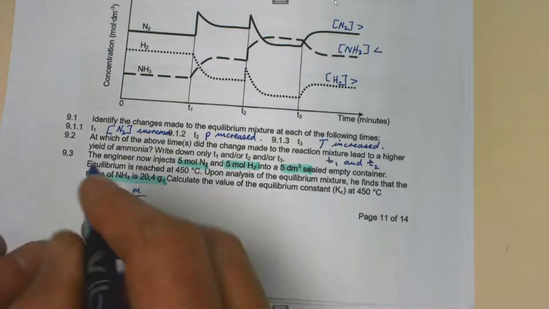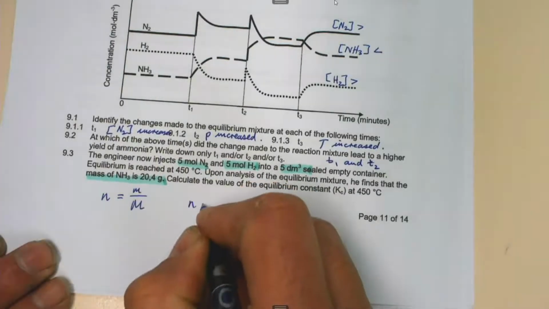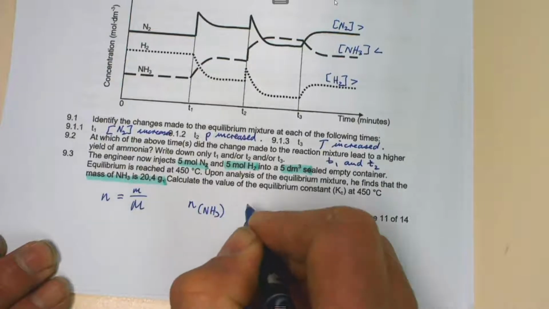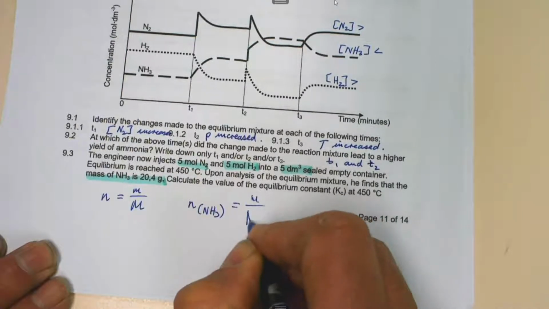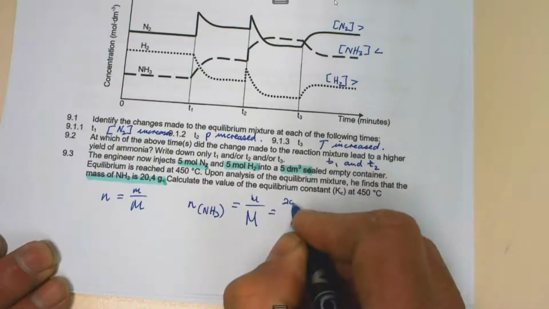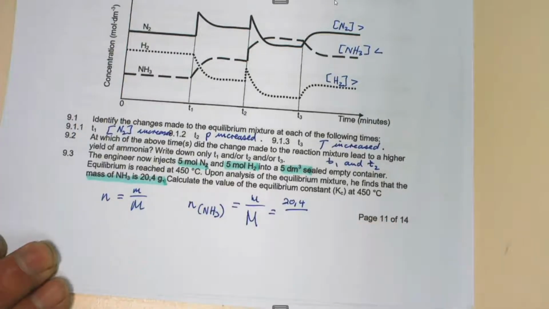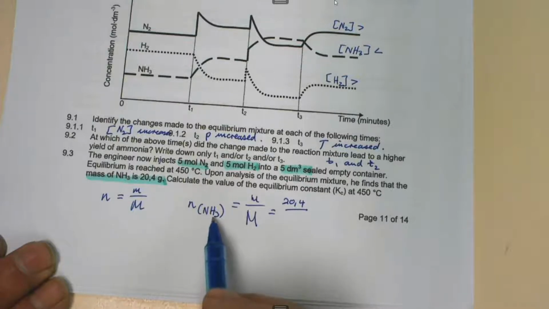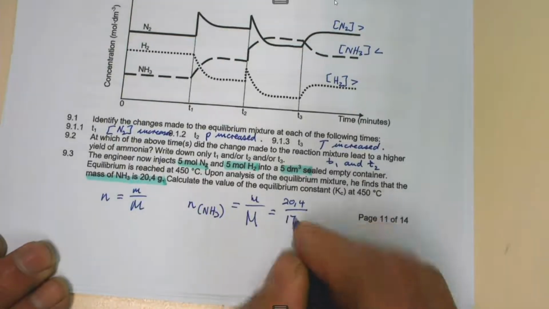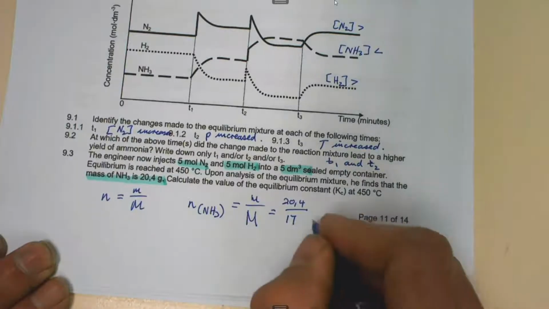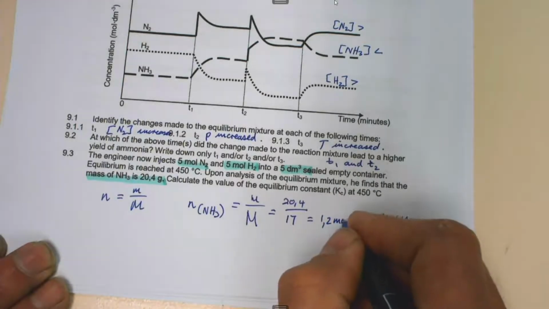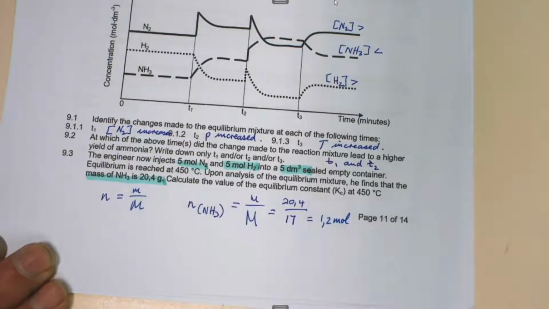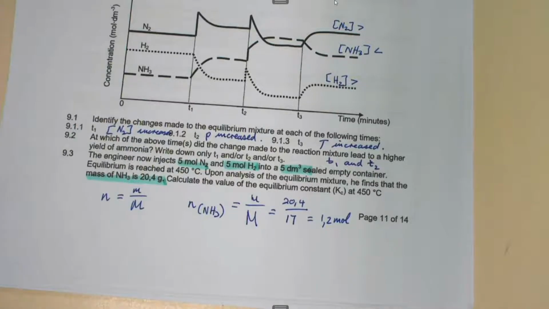So let's do that. Number of moles for the NH3 is then mass of the NH3 divided by the molar mass. And that is 20.4 divided by, and the molar mass, I use my periodic table. N is 14, H is 1, 3 of them. It gives me a total of 17 grams per mole. And this works out at 1.2 mole. All right, so there I have my number of moles of NH3 at equilibrium, 1.2.